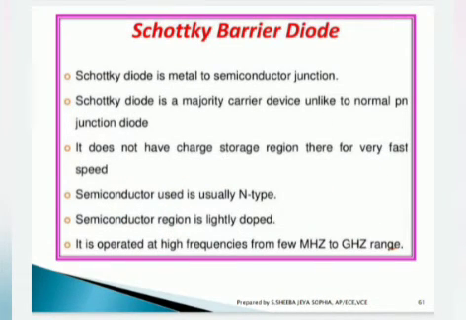This Schottky diode is a metal to semiconductor junction, and it is a majority carrier device, unlike the normal PN junction diode. It does not have any charge storage region, therefore it has very fast speed. The semiconductor used here is N-type semiconductor, and the region is lightly doped. It is operated at high frequencies from a few megahertz to the gigahertz range.